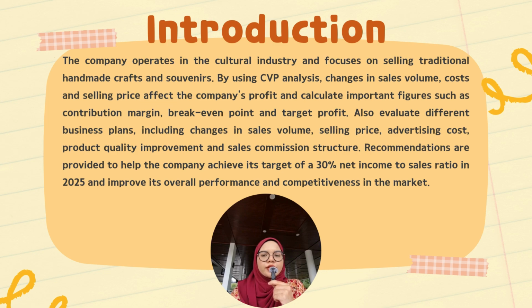We also evaluate different business plans, including changes in sales volume, selling price, advertising costs, product quality improvement, and sales commission structure. Based on the result, recommendations are provided to help the company achieve its target of a 30% net income to sales ratio in 2025 and improve its overall performance and competitiveness in the market.